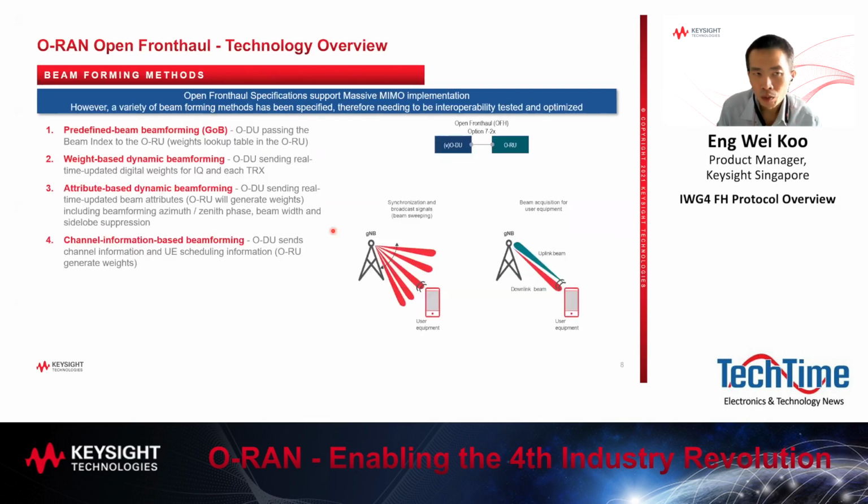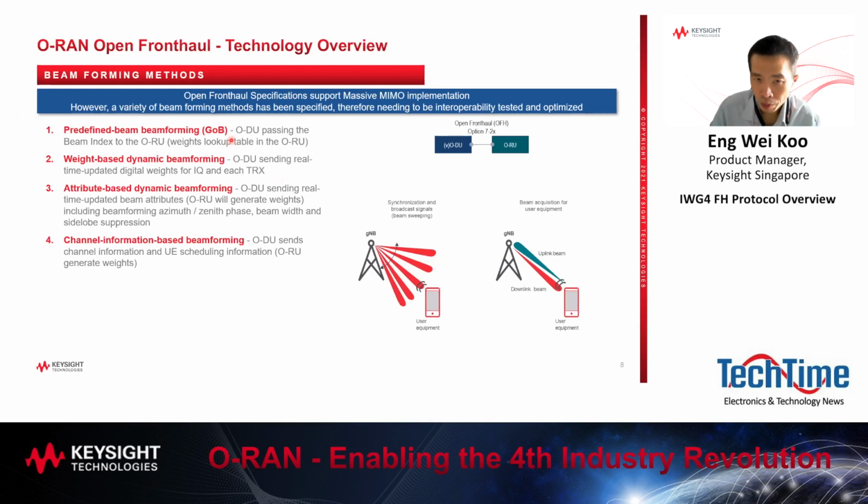Now, we look at the beamforming methods. There are 4 beamforming methods in general specified within Working Group 4 specifications. And what's actually really important is that when you start to look at multi-vendor interoperability for massive MIMO beamforming, a very important criteria is to be able to match between what the ODU and ORU supports, and they have to be tested independently. And when you put them together, they have to be optimized for each one of them.